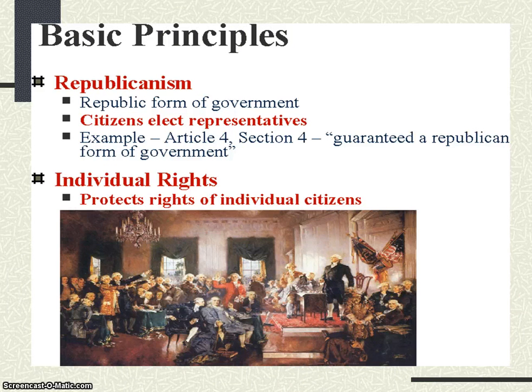The next principle is republicanism. Republicanism, again, is based on us having a republic form of government. We elect representatives to make decisions on our behalf. We do not have a direct democracy. Everyone isn't voting on absolutely every single law. We elect someone to represent us in the House of Representatives or in the Senate to make decisions for us. So an example here is Article 4, Section 4, where you're guaranteed a Republican form of government. Again, the REP in Republican or Republic, and REP for representative, if you make that connection.